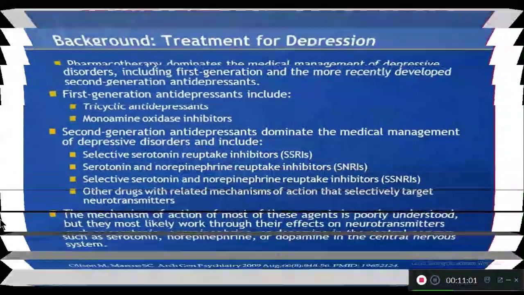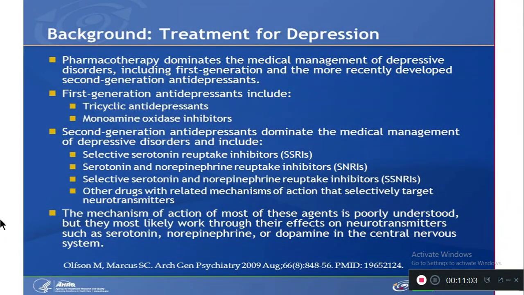Now, we are going to see the management and treatment of depression. Pharmacotherapy, we have psychotherapy, we have electroconvulsive therapy. So in pharmacotherapy, the medical management of depressive disorder includes first generation and recently developed second generation antidepressants. First generation antidepressants include tricyclic antidepressants and monoamine oxidase inhibitors.